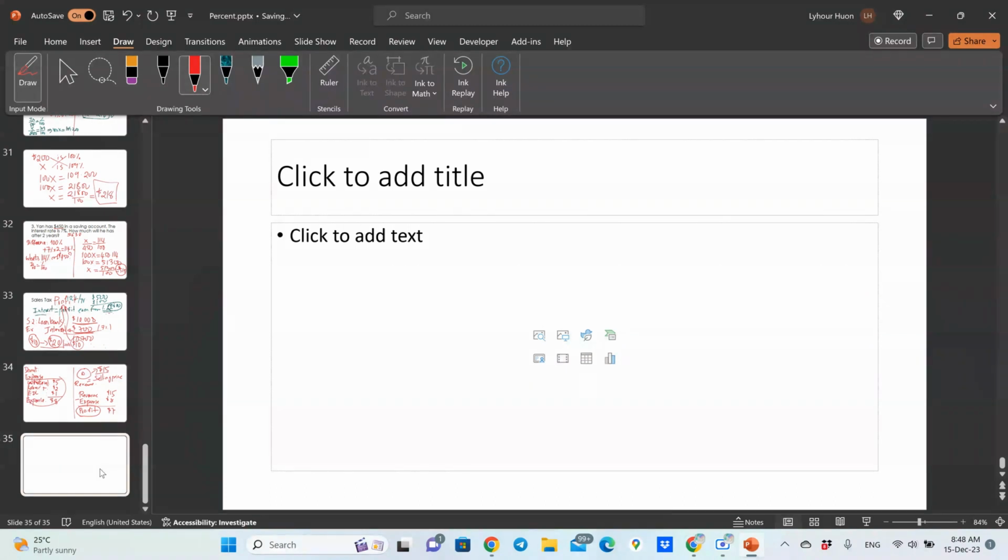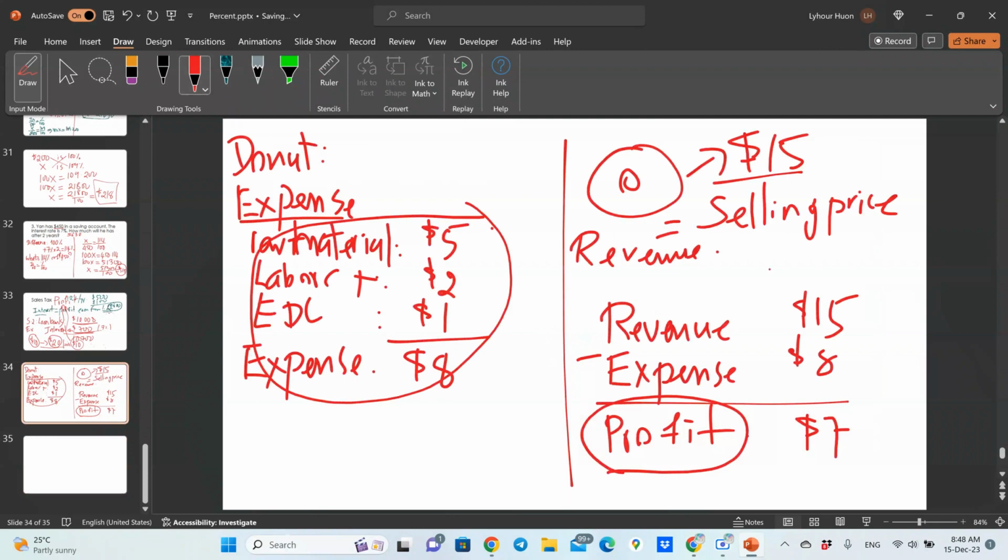Let me give an example. So now you make a profit of $7 in this business. When you run the business and make a profit of $7, 20% will be subjected to the profit tax.